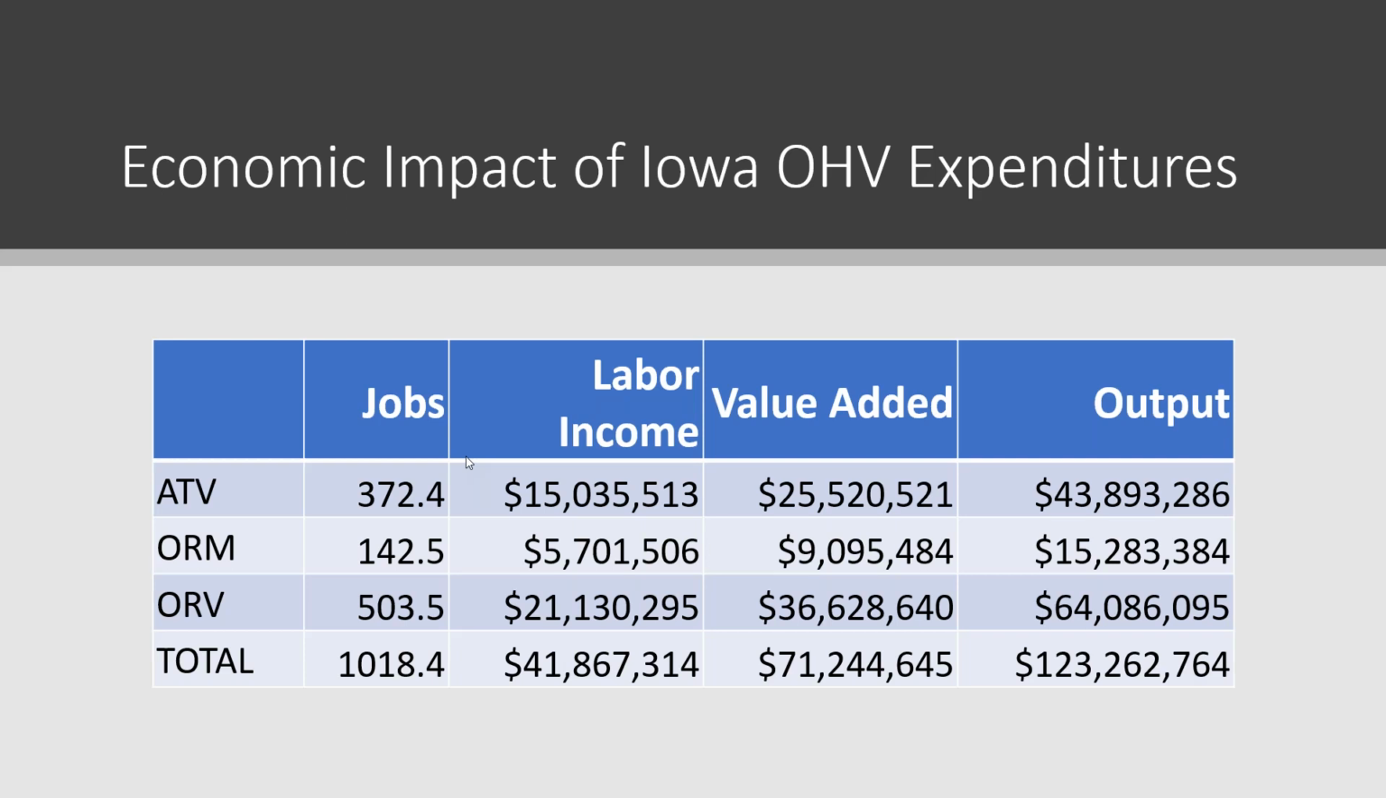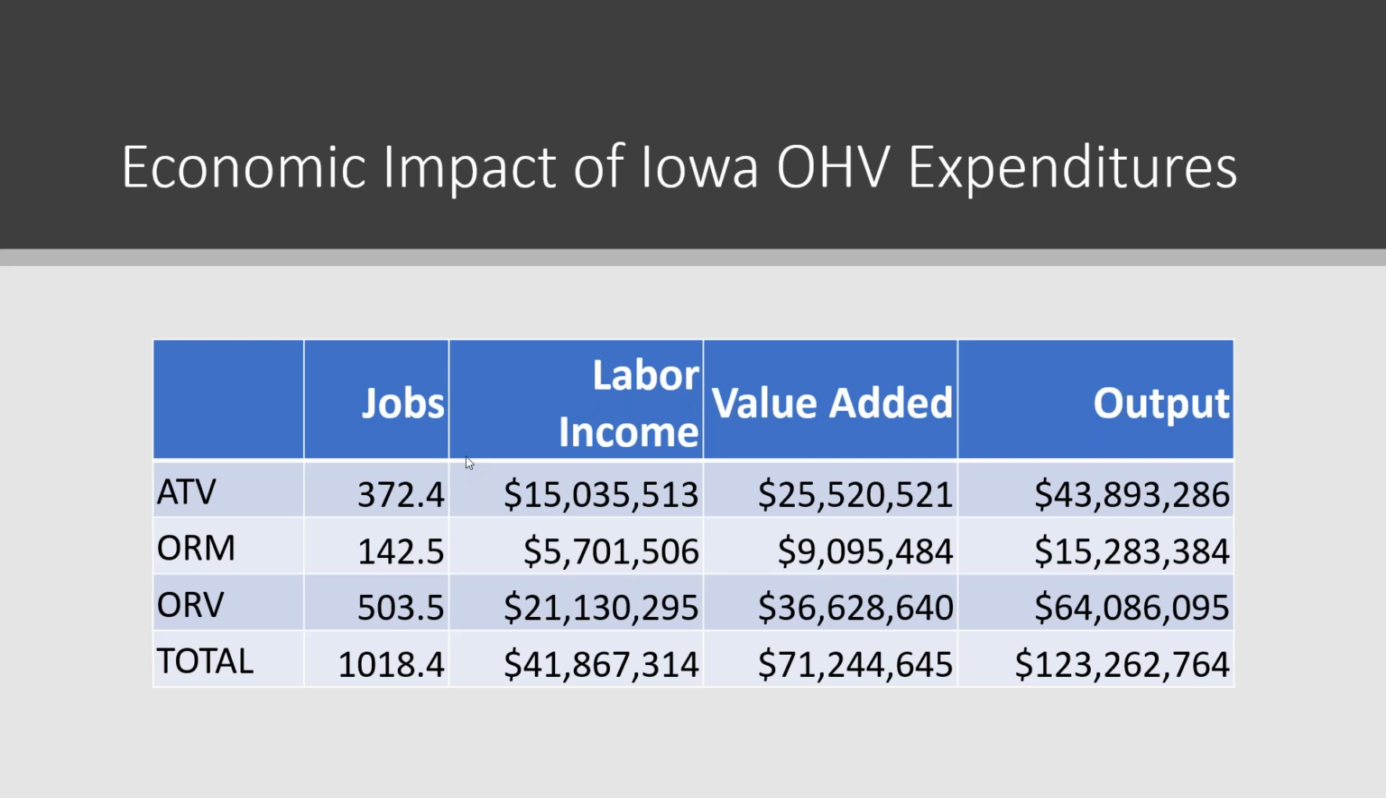Okay, we put this all in the system. And I took all those expenditures and put them on the proper industries, and I set the models up and I ran the model a lot of times. But this is the output, okay? Our expenditure of $176 million, Iowa owner expenditures on off-highway vehicles, generated 1,018 jobs in the Iowa economy.